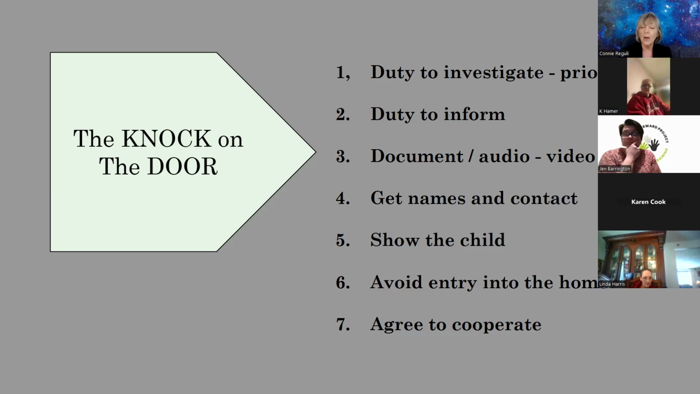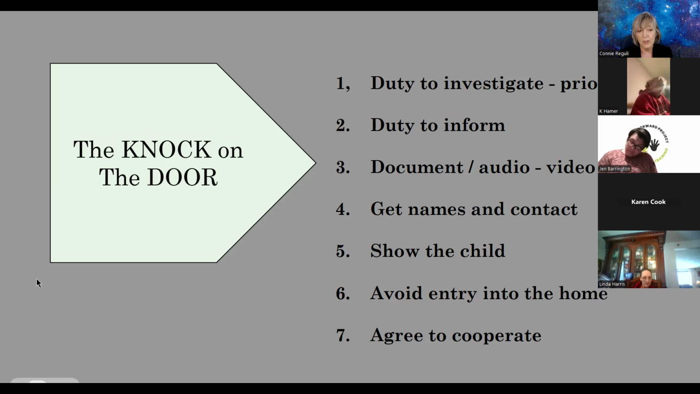All right. Also, immediately getting the names and the contact information. Who are these people standing there? Who are you? What is your name? What is your badge number? If you're working for the agency, what is your name? Who do you work for? Do you have your credentials with you? Okay, that's important. Get names and contact information immediately.